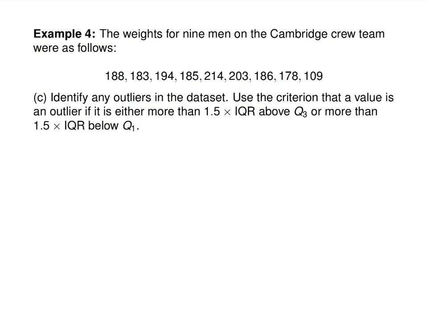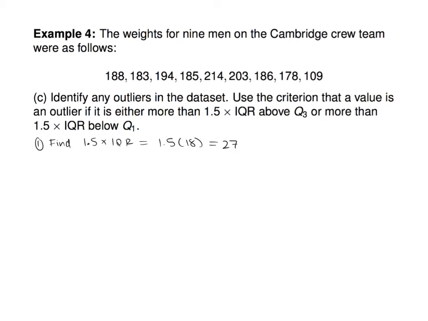So identify any outliers in the data set. Use the criterion that a value is an outlier if it's either more than 1.5 times IQR above Q3 or more than 1.5 IQR below Q1. So first let's find 1.5 times IQR. So 1.5 times 18 is 27.